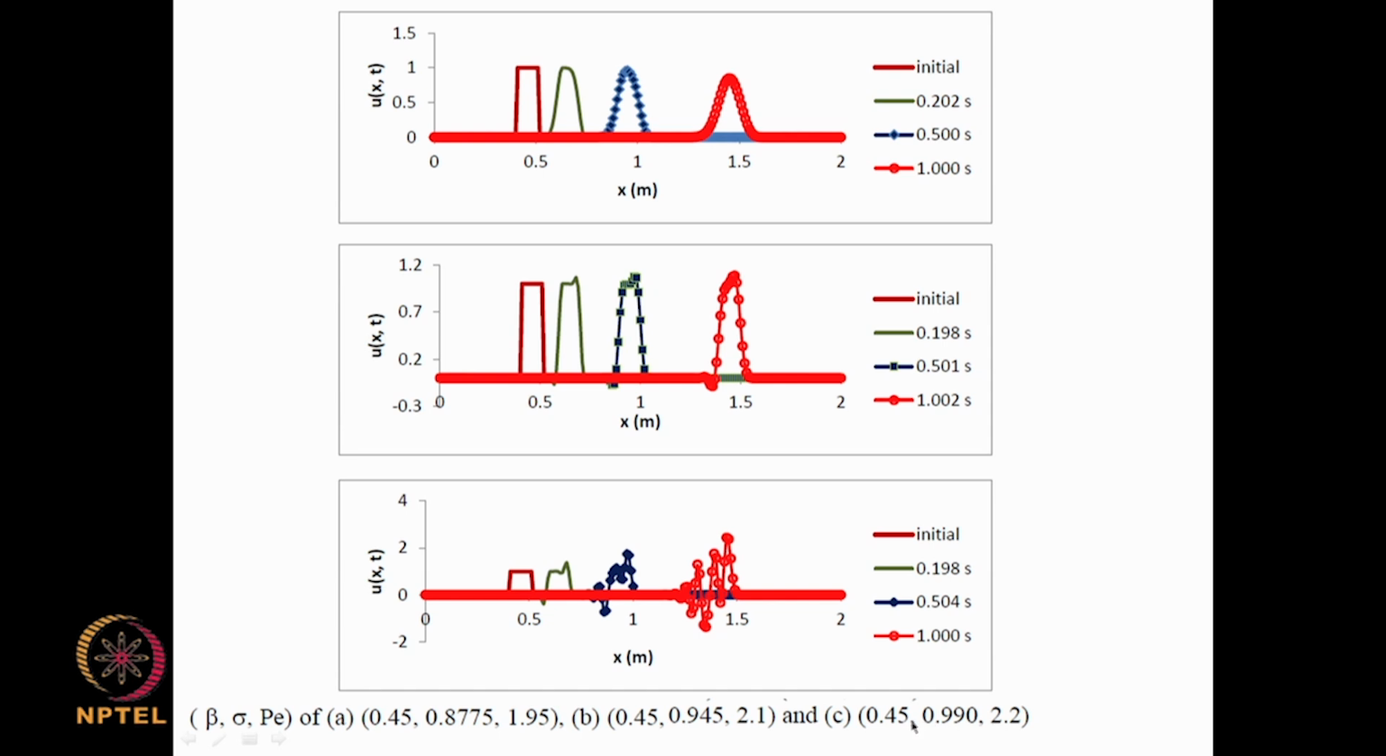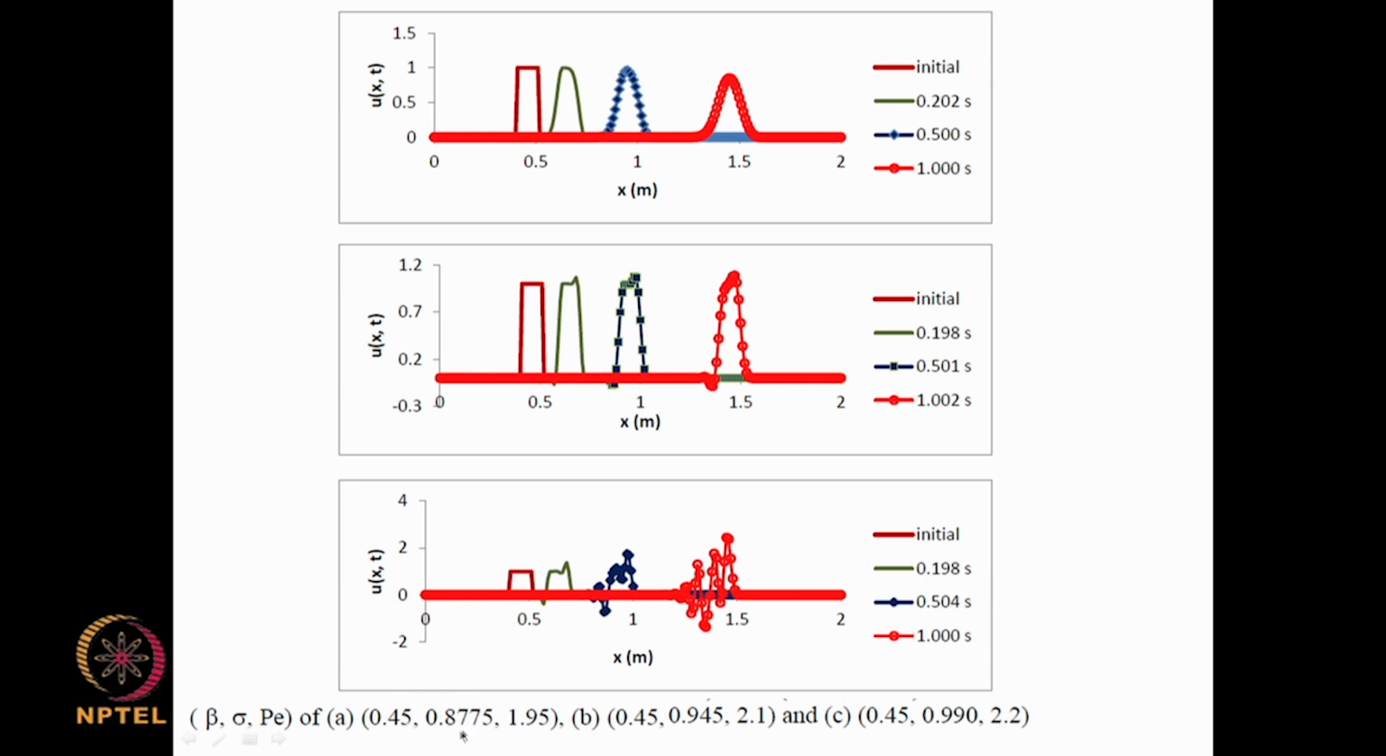We have said that if the Peclet number is greater than 2 by sigma, it is unstable, and if it is less than 2, we get a stable solution. If it is somewhere in between, we get some special kind of character, and that is what we are looking at here. In this particular case, we have beta as 0.45 and sigma as 0.8775.